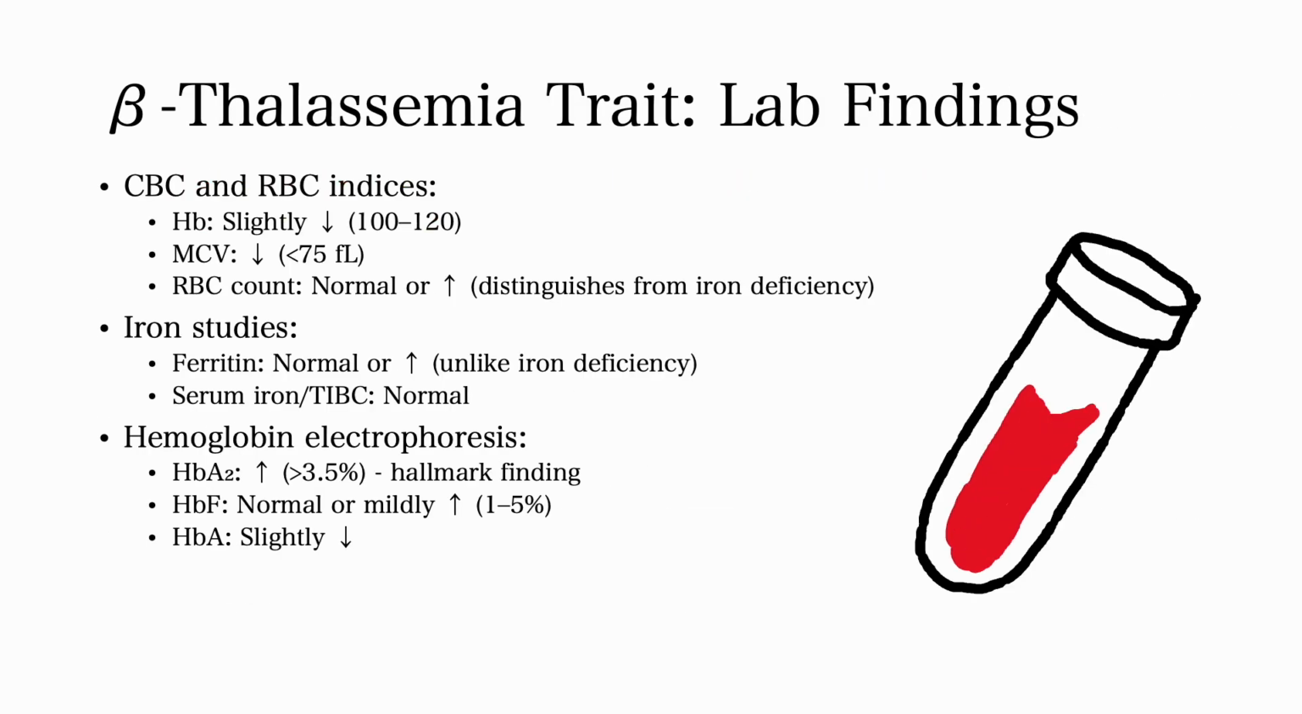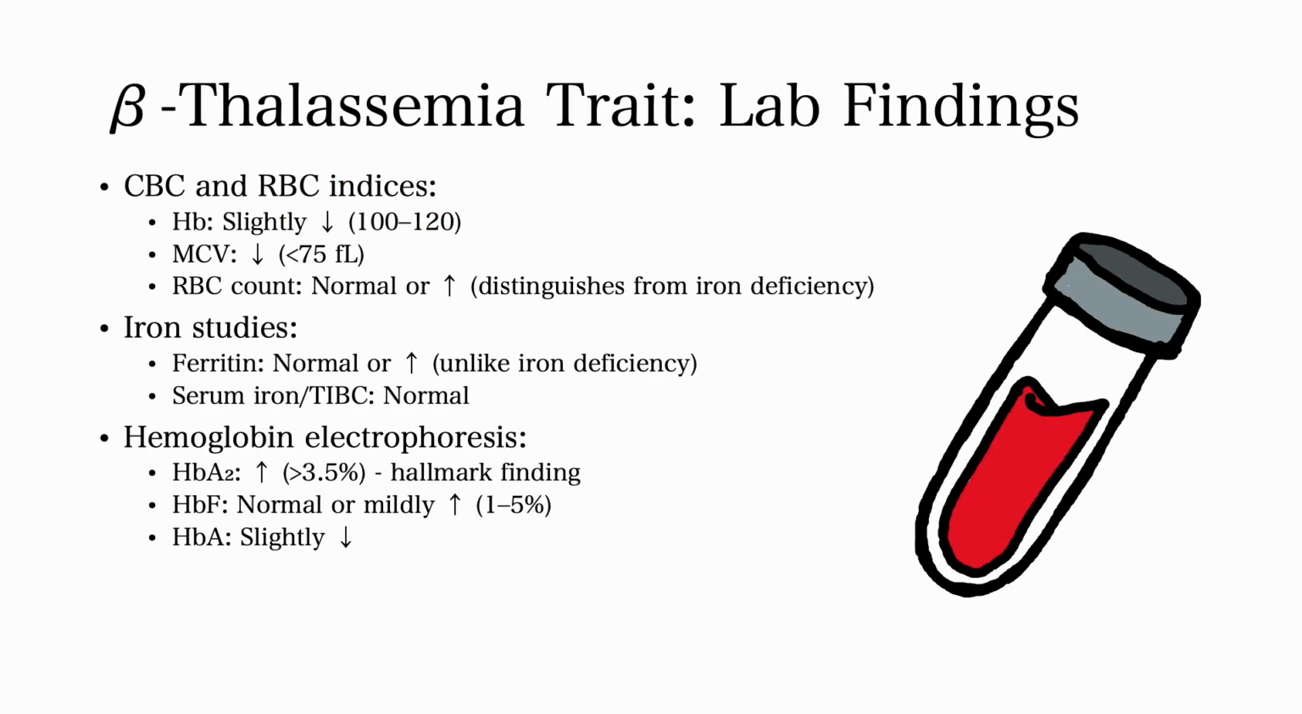Now let's talk about lab findings for beta thalassemia. In beta thalassemia trait, for CBC and red blood cell, the hemoglobin would be slightly decreased, somewhere around 100 to 120. MCV would be slightly decreased as well, maybe less than 75. Remember, normal is between 80 to 100. And in terms of red blood cell count, it could be normal or increased.